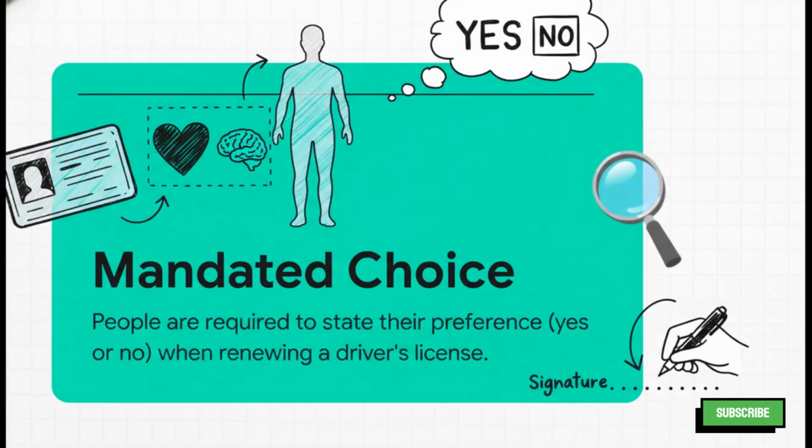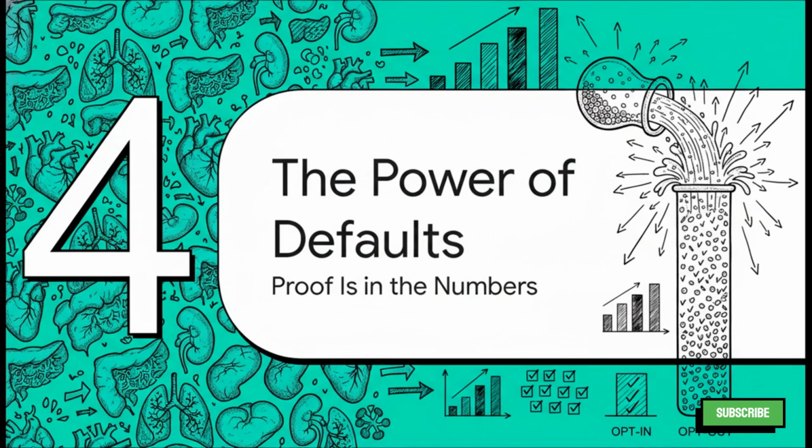And finally, there's mandated choice. This approach just gets rid of the default altogether. When you're at the DMV renewing your license, you have to pick one, yes or no. You can't finish the application until you do. It forces you to make an active decision and not just put it off. So those are the options on the table.